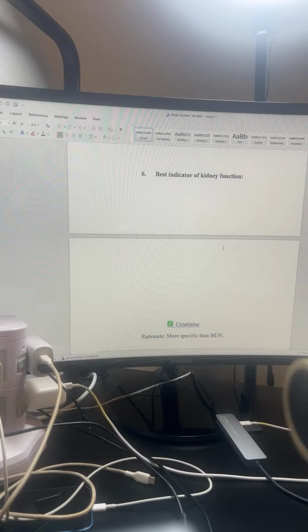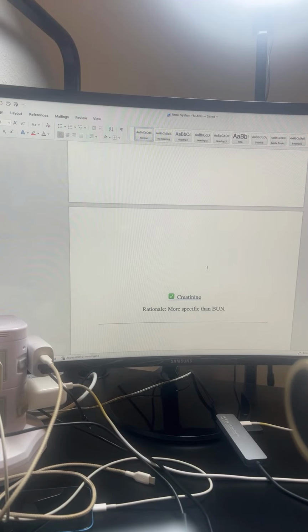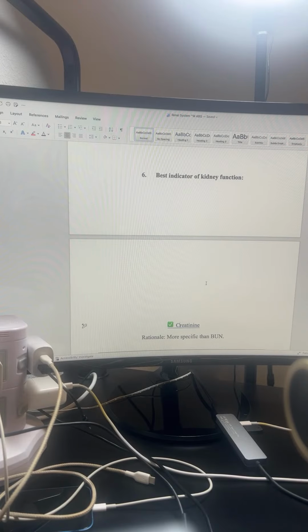Okay, if it says creatinine, all right. So your creatinine is more specific than your BUN. A lot of times if you have the patient dehydrated, then sometimes your BUN can be abnormal because of that as well. But any slight change in your creatinine, just make sure you're keeping an eye on that.